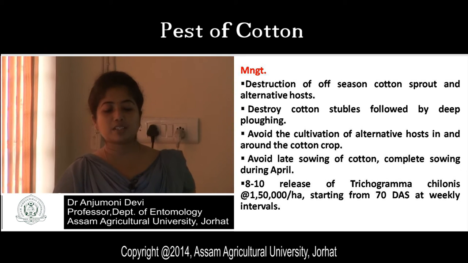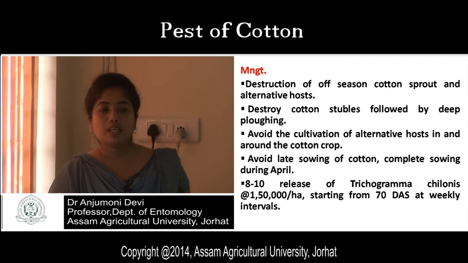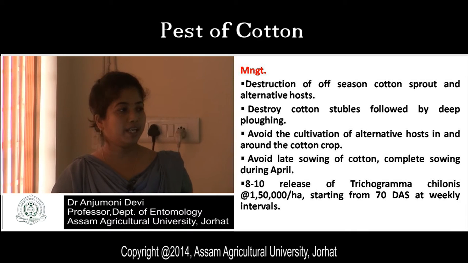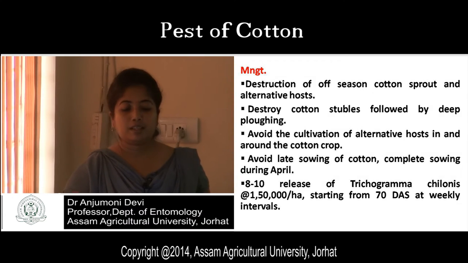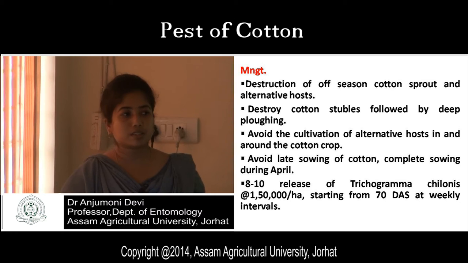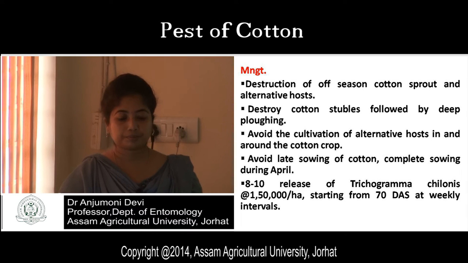First one is the destruction of off-season cotton sprouts and alternative hosts. That means if the off-season cotton remains in the field, then the pest gets a chance to develop. Then also the alternative hosts like other malvaceous crops, like okra or hollyhocks. Then destroy cotton stubbles followed by deep plowing.